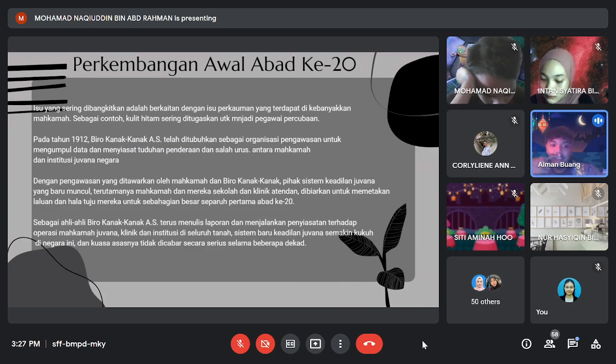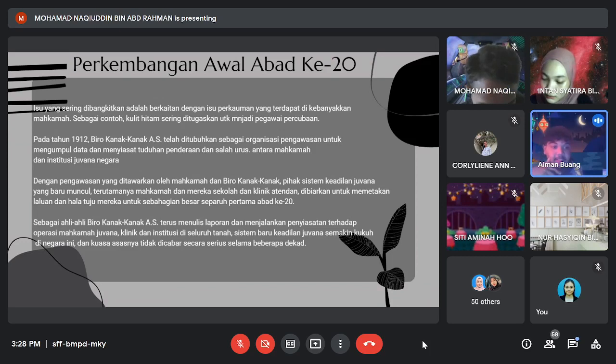Okay. Pada tahun 1912, Biro Kanak-Kanak Amerika Syarikat telah ditubuhkan sebagai organisasi pengawasan untuk mengumpul data dan menyiasat tuduhan penderaan dan salah urus antara mahkamah dan institusi juvana negara. That means in 1912 the US Bureau of Children was established as a surveillance organisation to collect data and investigate allegations of abuse and mismanagement.